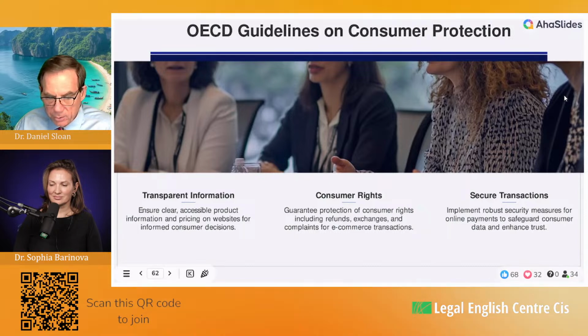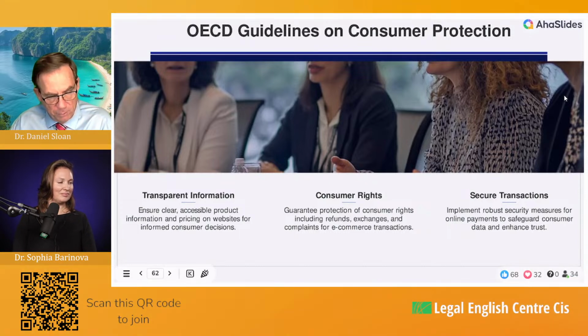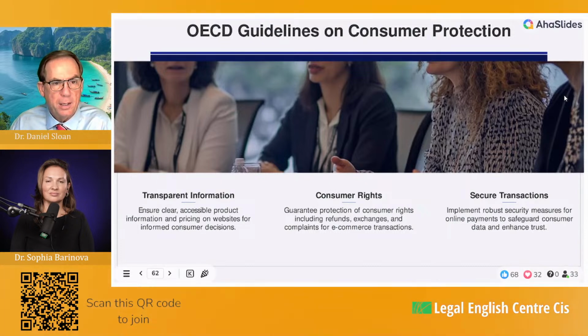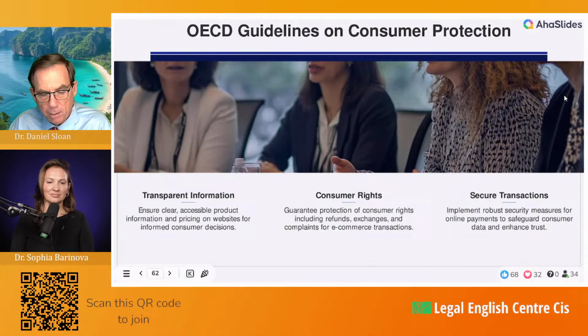Transparent information, so that we ensure clear, accessible product information and pricing on websites for informed consumer decisions. For consumer rights, when we're talking about OECD countries, we want to ensure that people in lesser developed areas of the world, who may lack knowledge and sophistication in their business systems, are also protected. That's why these protections are here to guarantee protection of consumer rights, including refunds, exchanges, complaints for e-commerce transactions, and then to secure their transactions or implement robust security measures. And some of that could be geo-blocking.